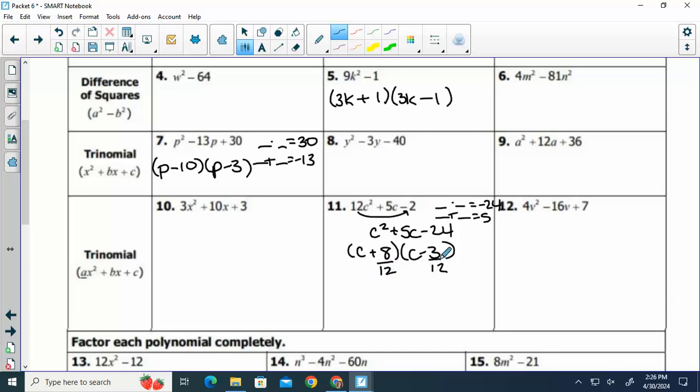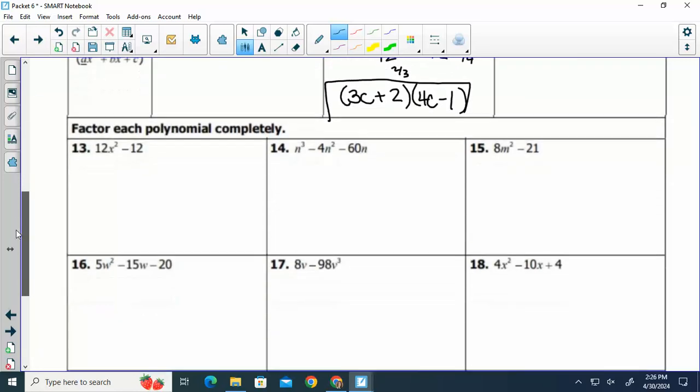That's only if we're solving. Here we're just factoring. So we divide by 12. 8 over 12 reduces to 2 over 3. So remember the 3 slides in front, so it's 3c plus 2. 3 over 12 reduces to 1 over 4, so the 4 slides in front, so 4c minus 1. So we don't have to set these equal to 0 because all we are doing is factoring, not solving an equation here. Are those okay?